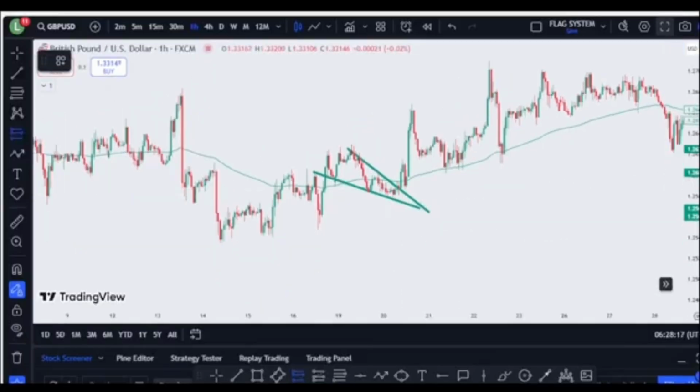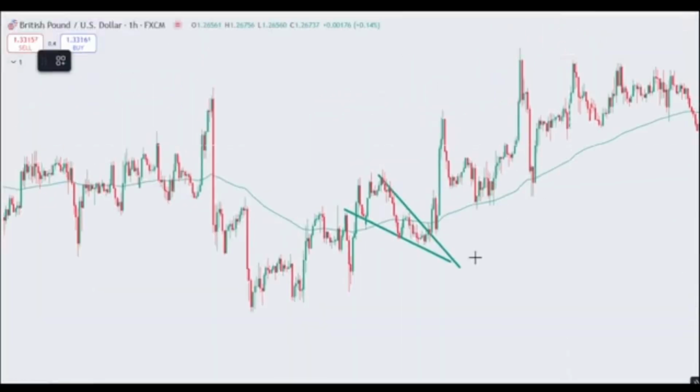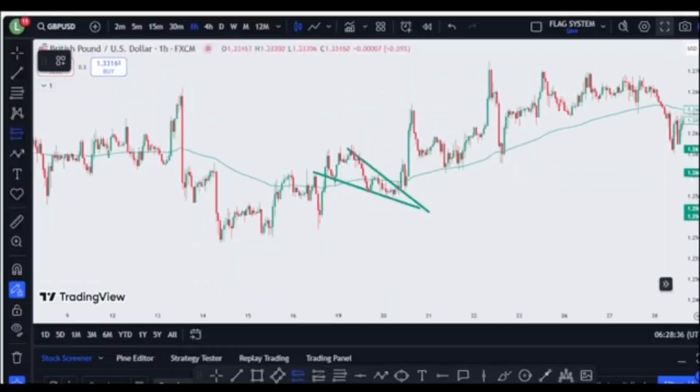You need to exercise patience. Make sure that the 1 hour candlestick or 30-minute candlestick closes above this 100 EMA. Very, very important. You need to establish this thing. Don't just take any continuation pattern system blindly.